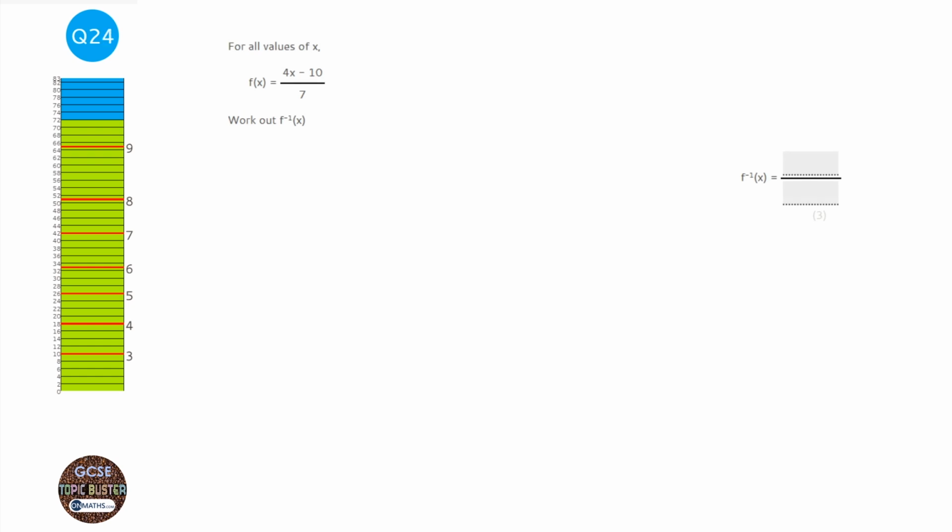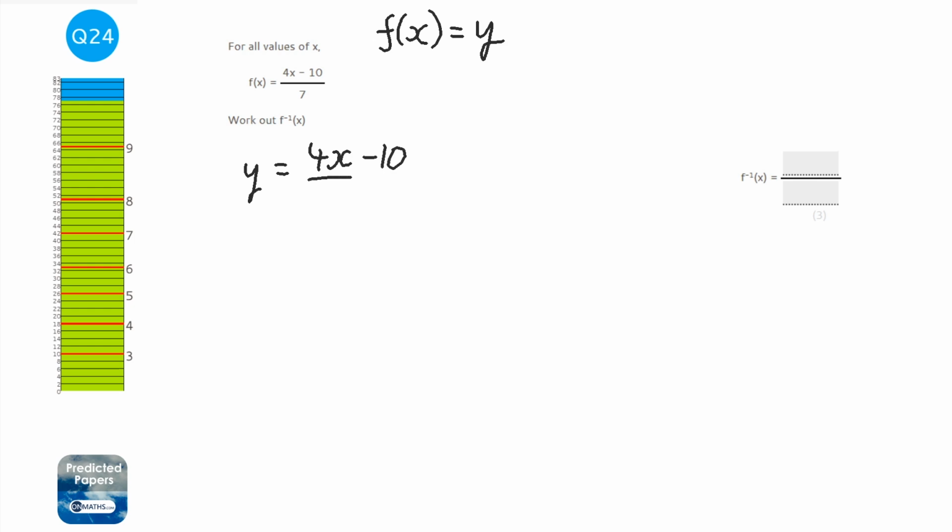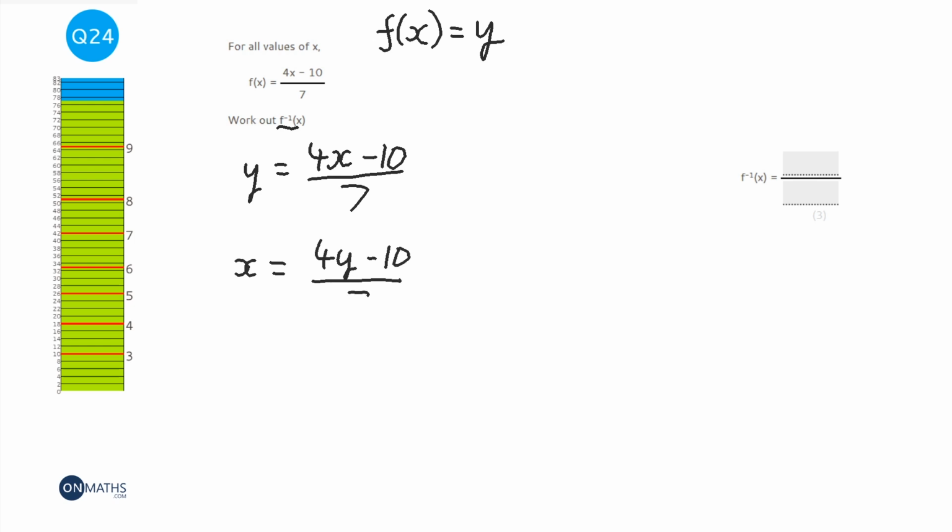There are a few different methods to answer this question, but I prefer the method where we just replace f of x with y because it becomes a lot easier. So I'm just going to write out the same equation. Now, when you want to find the inverse of the function, all you do is swap the y and the x around. So we're going to have x equals 4y minus 10 over 7. And then all we need to do is get y equals.